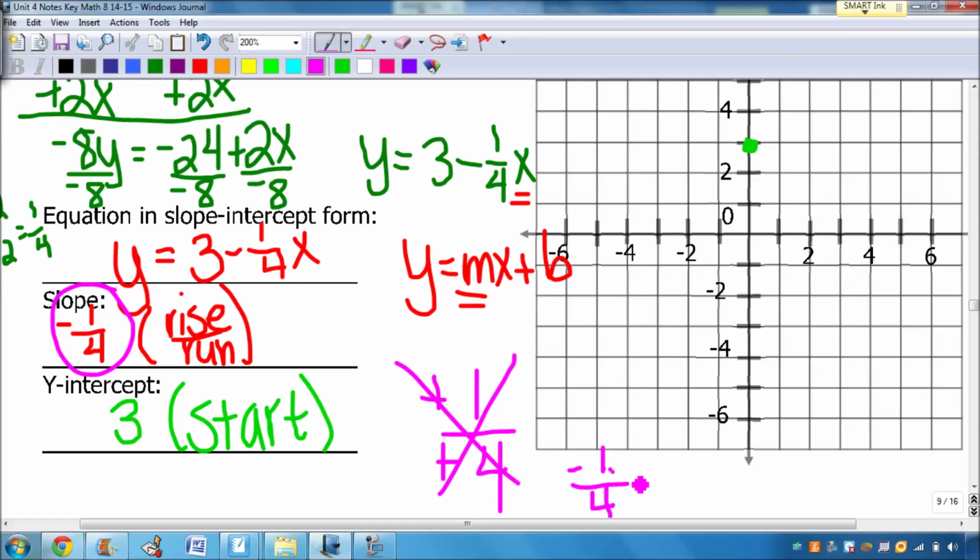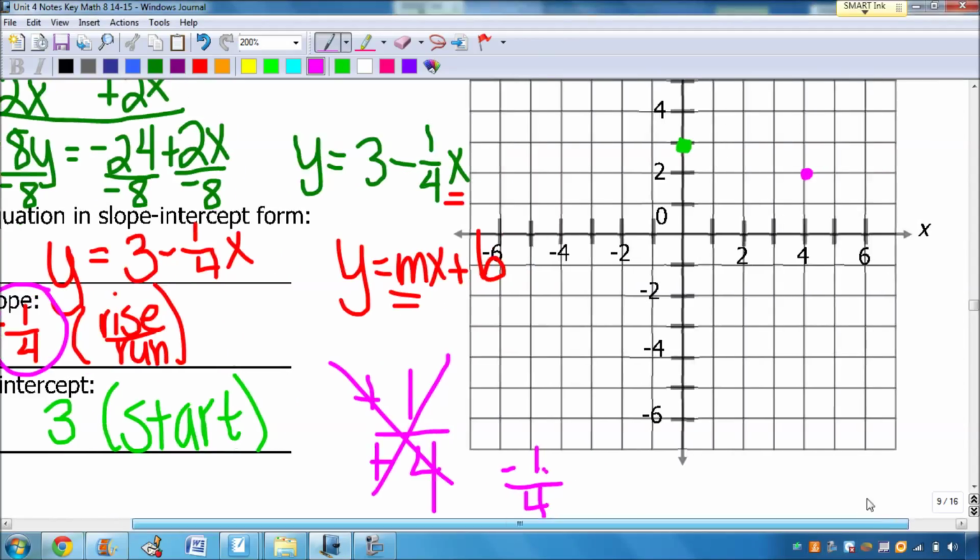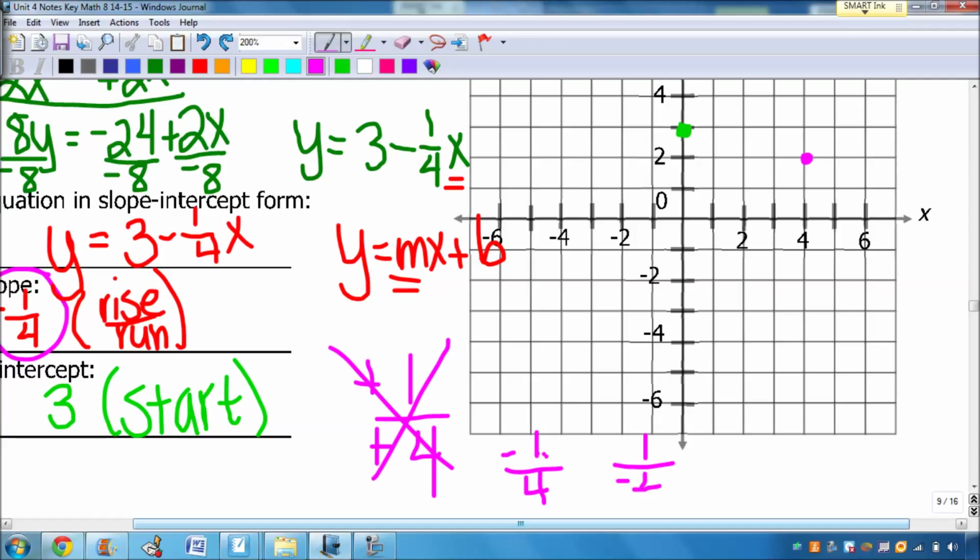All right, and this right here means that the run is positive 4, so I'm going to go to the right 4. So I'm going to go down 1 and to the right 4, and this is where my first dot is. Okay, let's try it again. You would go down 1 and to the right 4. Now notice you run out of room. So what can I do in order to graph out more points? Well, I can make the 1 positive. But if I make the 1 positive, that means the 4 has to be negative. So I'm going to go the opposite direction.